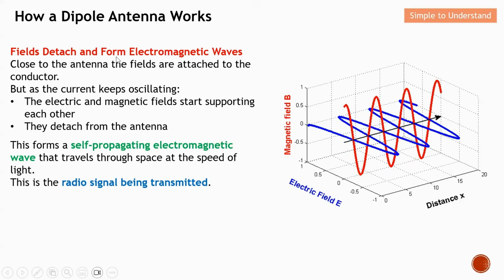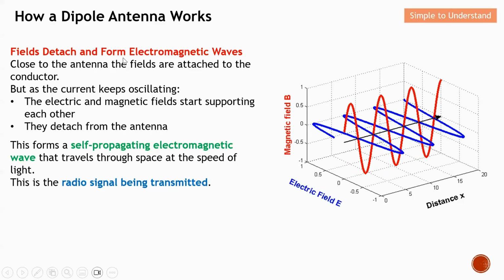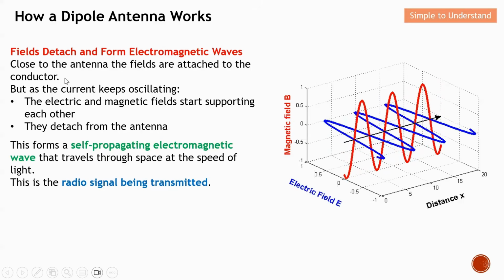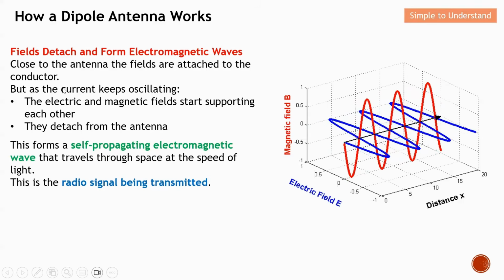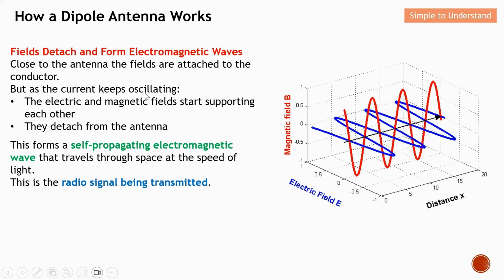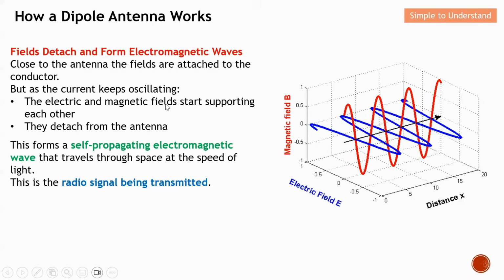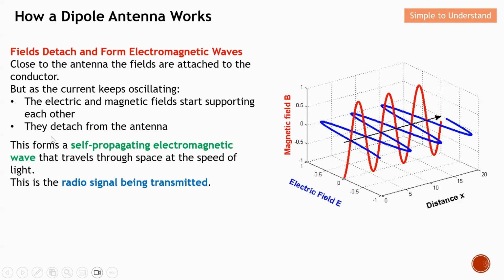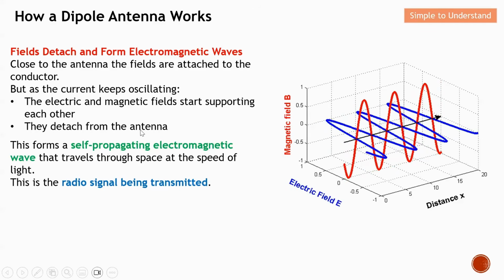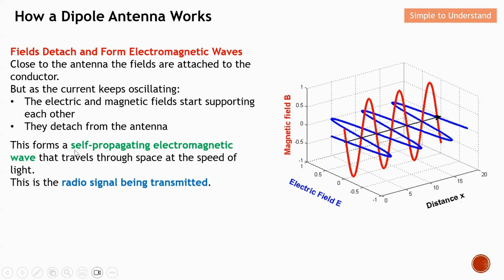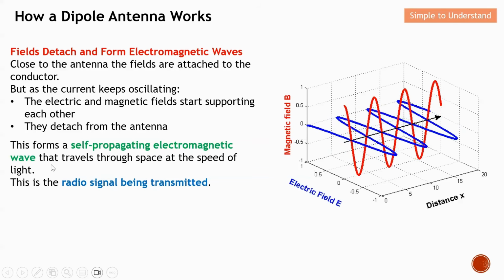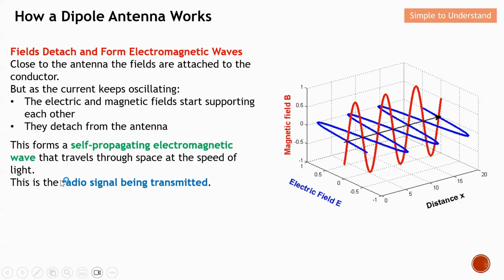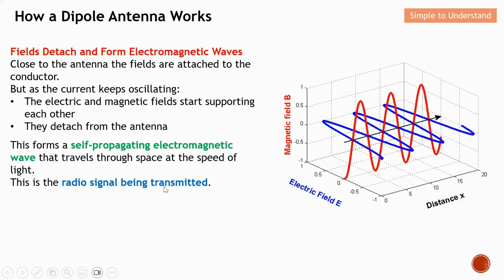The fields detach and form an electromagnetic wave. Close to the antenna, the fields are in fact attached to the conductor. But as the current keeps oscillating, the electric and magnetic fields start to support each other, and thereafter they detach from the antenna. This forms the self-propagating electromagnetic wave that travels through space at the speed of light. This is the radio signal being transmitted.